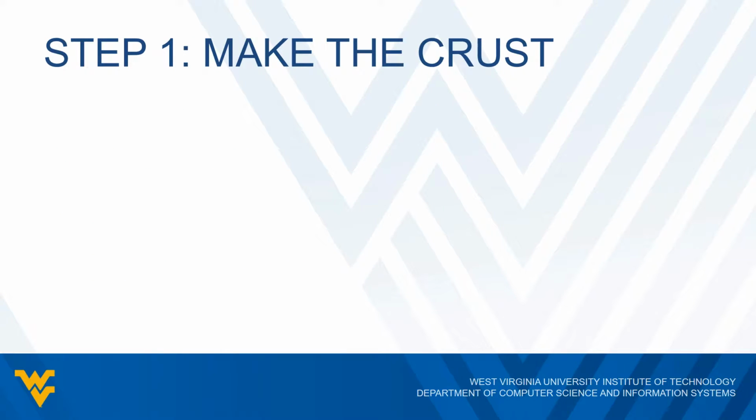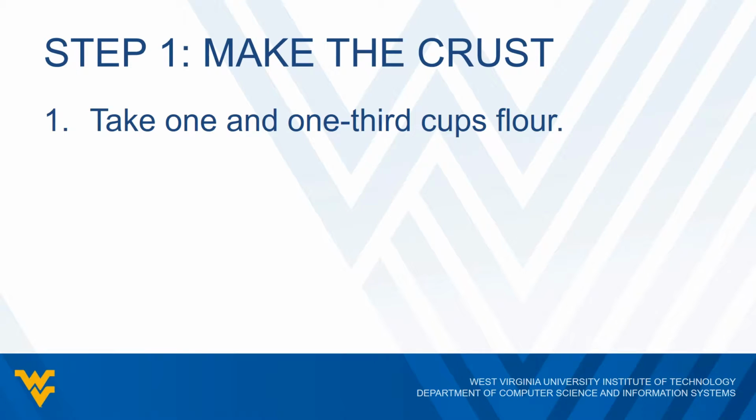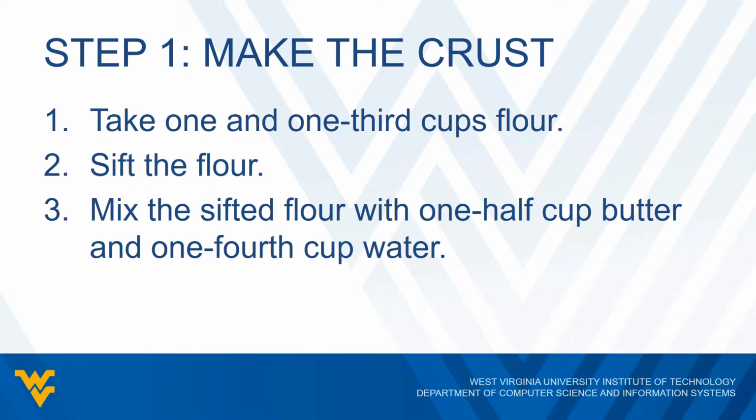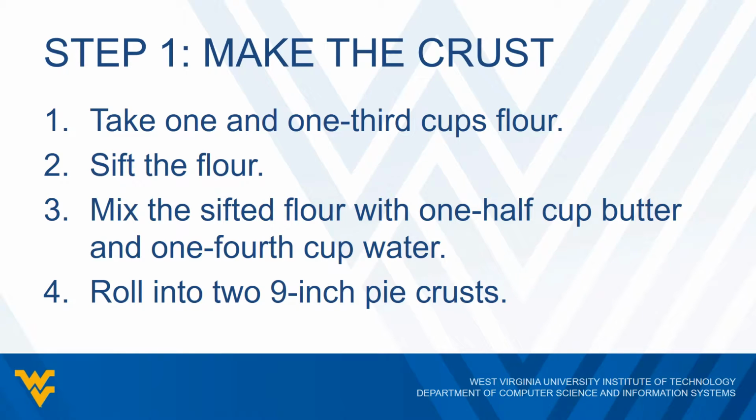So let's see if we can improve the first step, the making the crust part, and add some more specificity to it, adding more details. Let's say the first step would be that we would take 1 1/3 cups of flour. We'll then sift the flour. We'll mix the sifted flour with 1/2 cup butter and 1/4 cup water. And then we'll roll the dough into two 9-inch pie crusts. With this information, even inexperienced cooks should have an idea of how to create the crust.